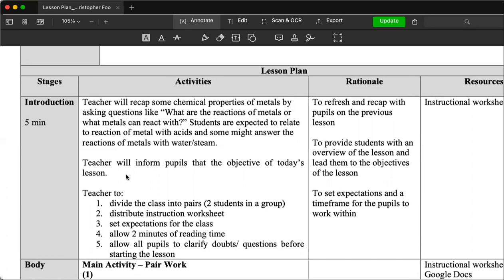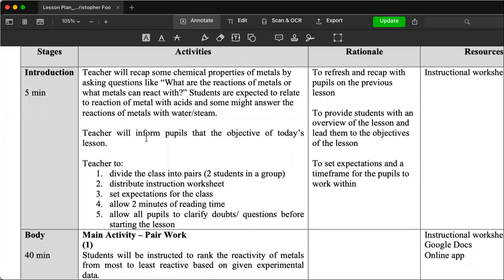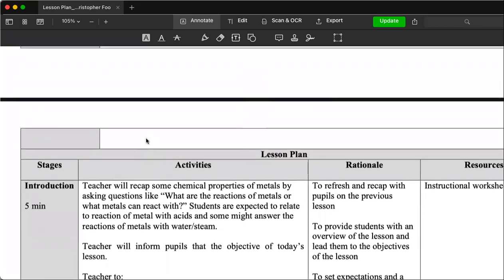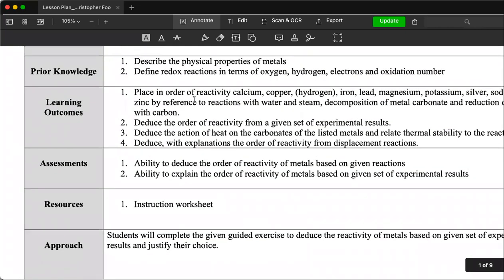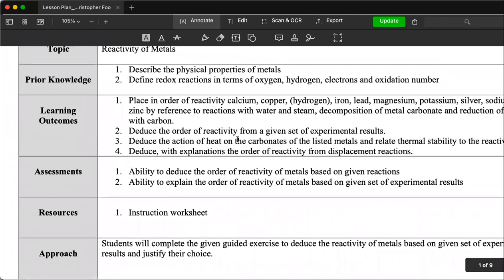The questions were asked to gather some understanding from students. So the teacher will be able to understand what the learning gaps are, or what the students know or do not know, so that the teacher can address any misconception before proceeding to start the lesson. Students will be given the learning outcomes.